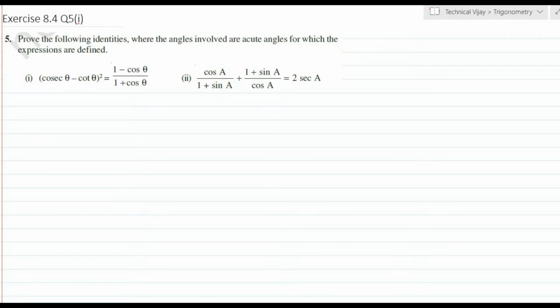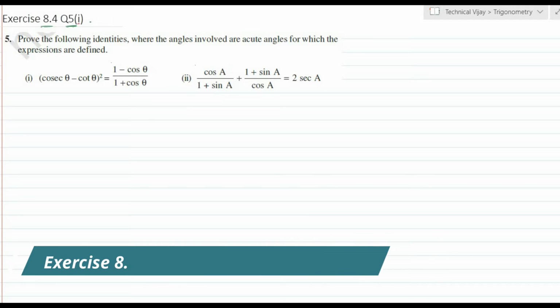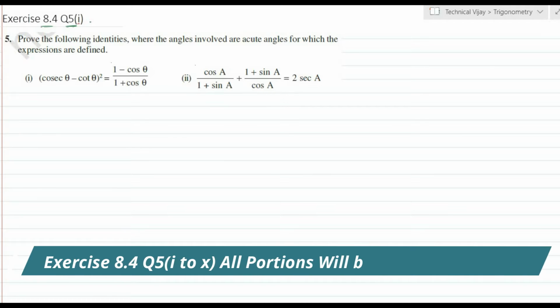So exercise 8.4, question number 5, first portion. Prove the following identities where the angles involved are acute angles for which the expressions are defined. So we have to consider LHS and prove it equal to RHS, or you can consider RHS and prove it equal to LHS. We will take this first portion, cosecant theta minus cot theta whole square.